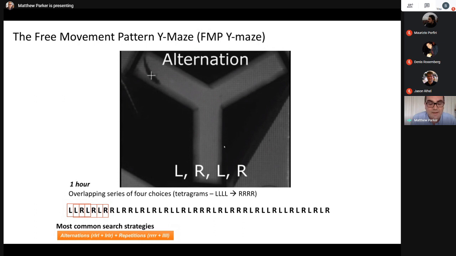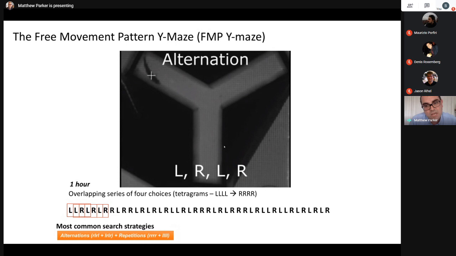Now, what we were interested in is, instead of thinking about the spatial location of the arms, thinking about what the animal did at each choice point. We conceptualized the Y maze in terms of a series of T mazes, essentially, so a series of two choice discriminations. Every time the animal reaches that central point, it has to make a decision whether to go left or right. Those decisions can either be based on some kind of cue within the maze, or on some kind of internal representation of which way the animal turned last time it came to this choice point.